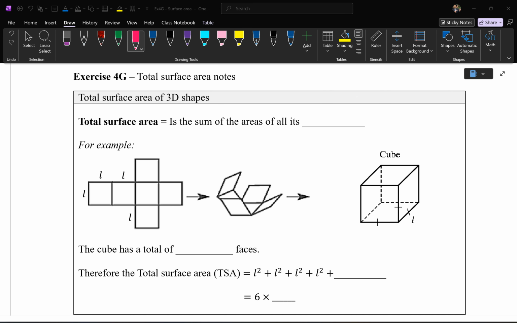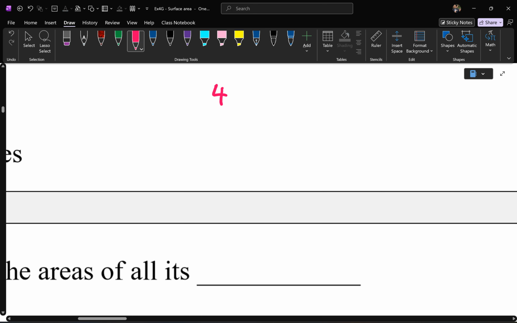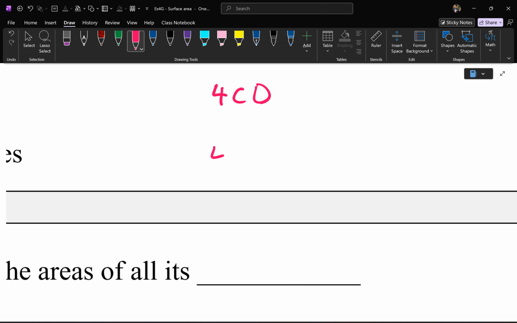Now, in order to do that, you need to know all the formulas for 4C, 4D, then 4B, 4E, 4F. Okay, now let's do a quick recap because there were 8 shapes in total that you needed to know. Recap, 4C.